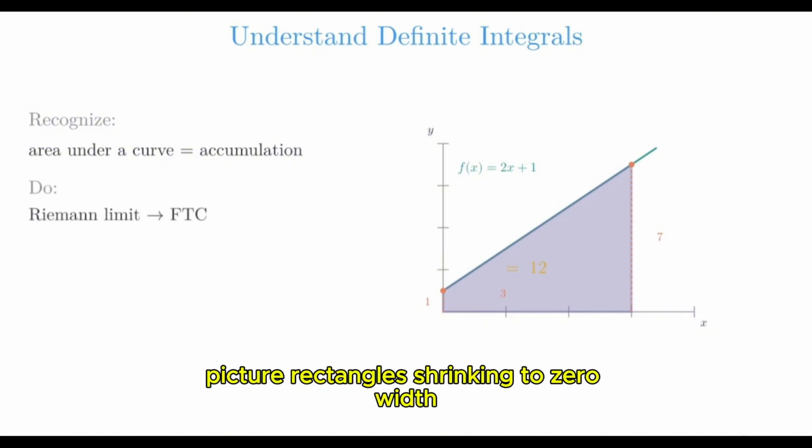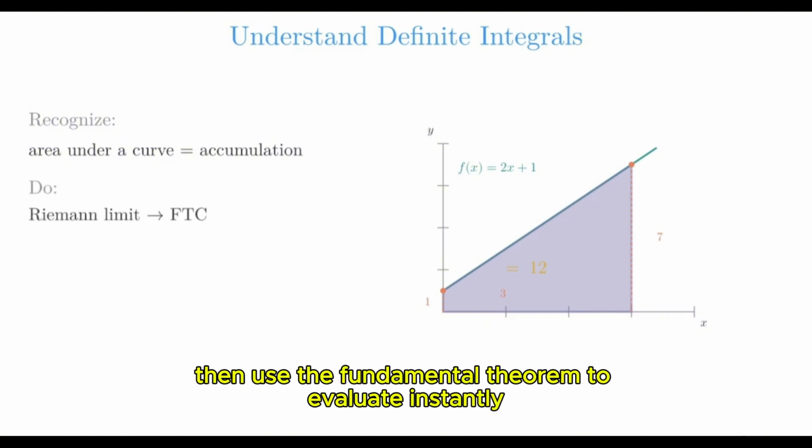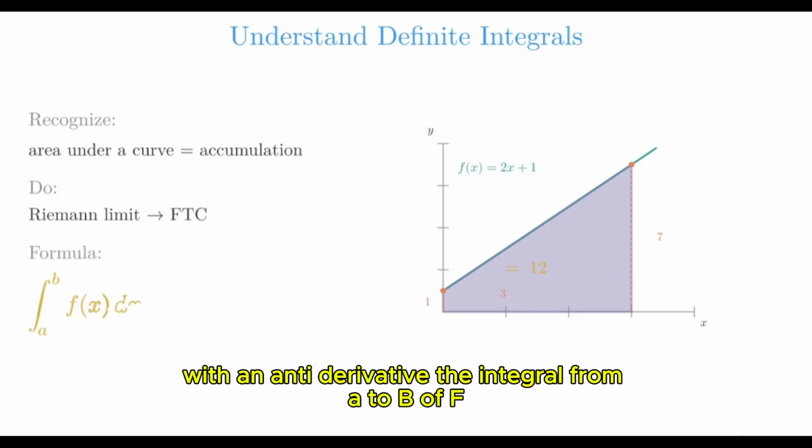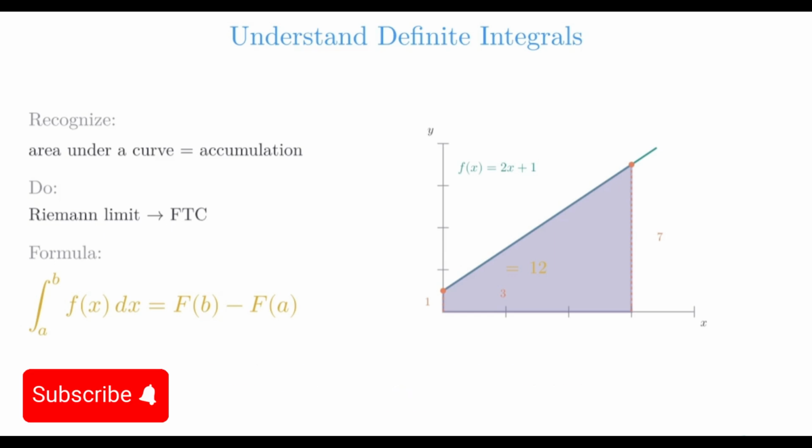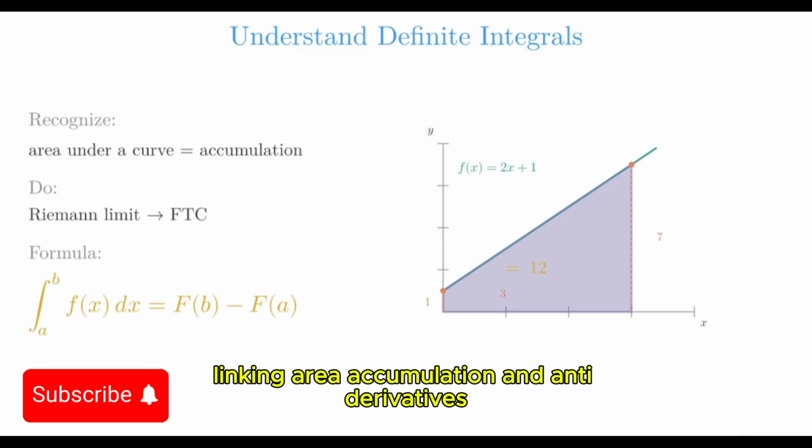Picture rectangles shrinking to 0 width. Then use the fundamental theorem to evaluate instantly with an antiderivative. The integral from a to b of f equals capital F of b minus capital F of a. One elegant formula linking area, accumulation, and antiderivatives.